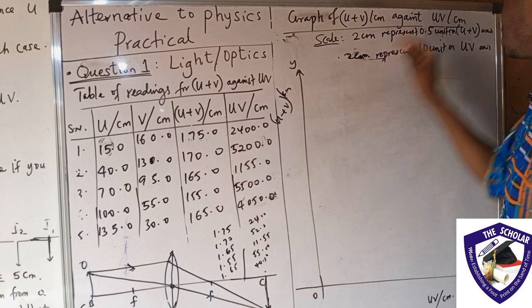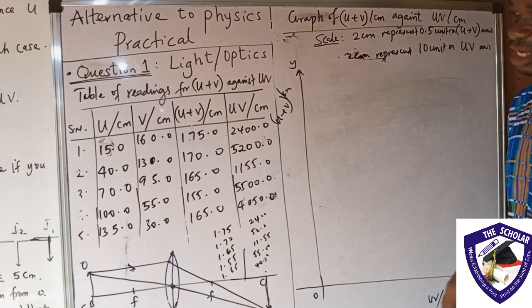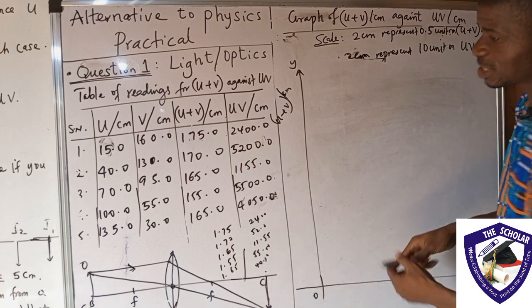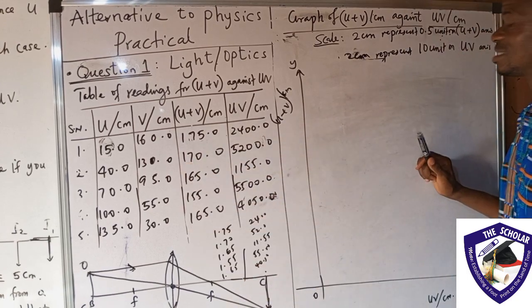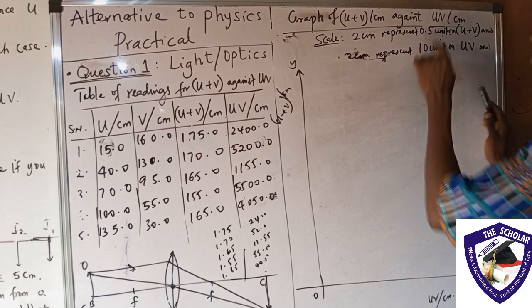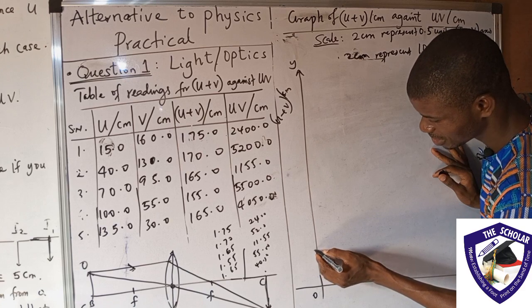Now, based on the scale that I said, 2 centimeters represents what? 0.5 units on the vertical axis. It means these are 3 digits. So if you multiply this by 100, that will be what? 50.